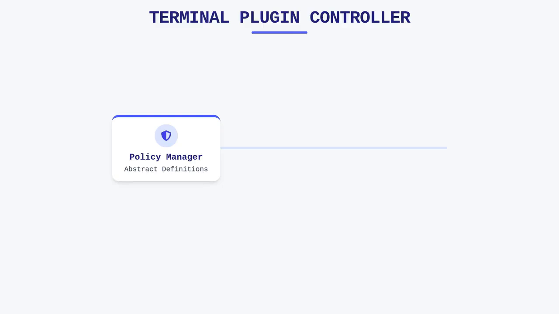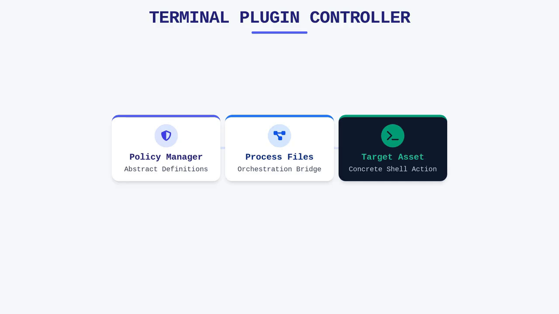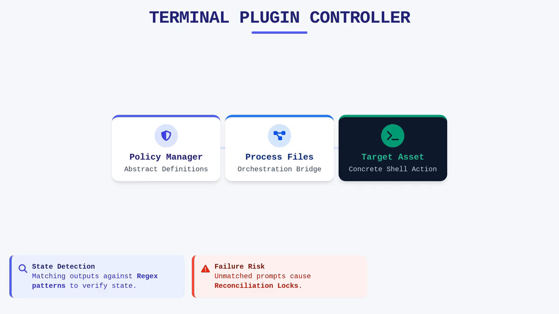The configuration process files act as the bridge between abstract policy definitions and the concrete low-level actions required to negotiate a shell or a legacy management interface. Within these files, the expectation parameters serve as the primary mechanism for state detection, where the engine evaluates the output of a remote host against anticipated patterns. If the response from the terminal does not align with the defined prompts, the engine defaults to a failure state, which is why precise matching of regular expressions and string literals is vital.